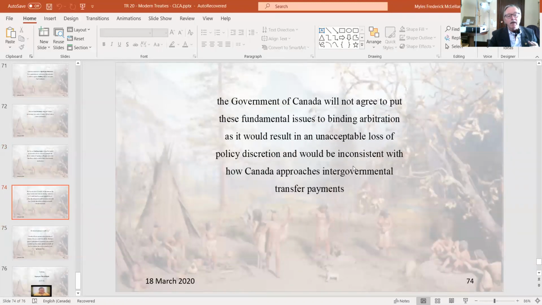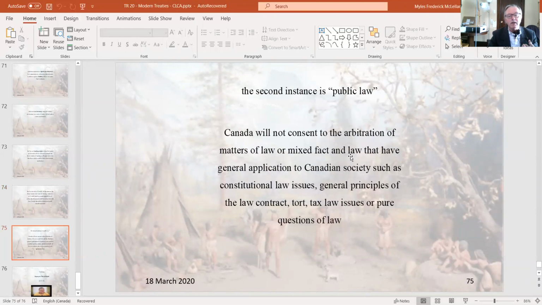Okay. The government will not agree to binding arbitration in that regard because it deals with a loss of its policy discretion, right? And so that's something that it deals with on its own and deals with through intergovernmental transfer payments, again, which are federal policy decisions.